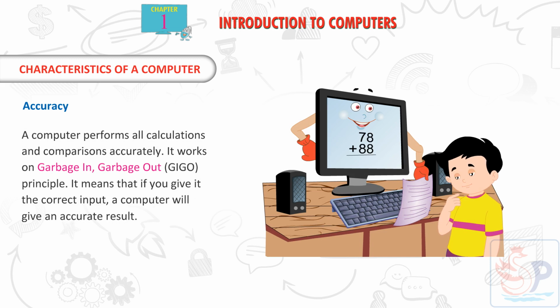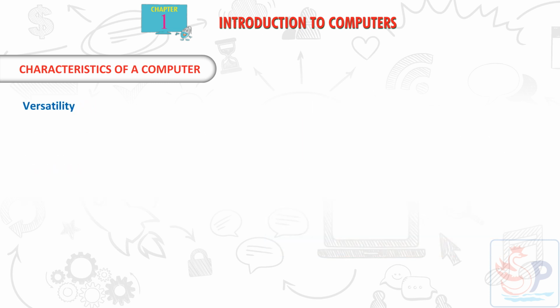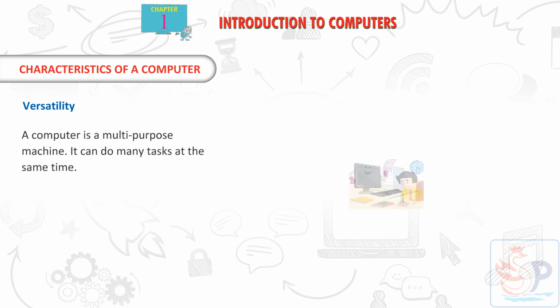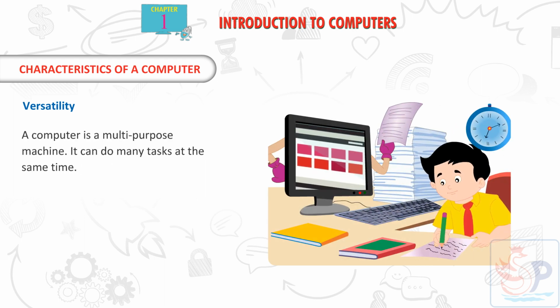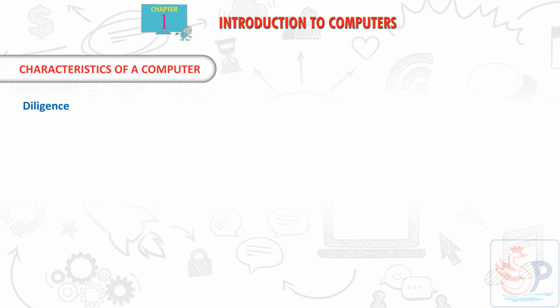It works on the garbage in, garbage out principle. It means that if you give it the correct input, a computer will give an accurate result. Versatility. A computer is a multi-purpose machine. It can do many tasks at the same time.